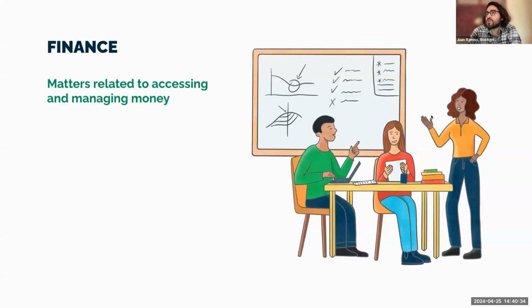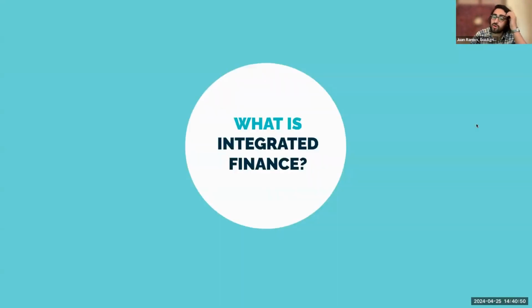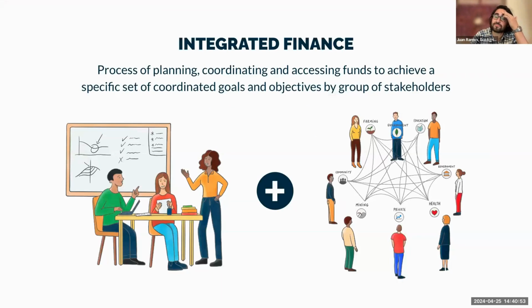Okay, so as I was saying, we're talking about finance, the different mechanisms, and it's important, as always, to differentiate between them and understand that there are different requirements for each of them. So when we're talking about integrated finance, it's basically what Raul was saying, which is this process of planning, coordinating, and accessing funds with a shared vision or shared objectives by different stakeholders, and then implementing them in different ways.